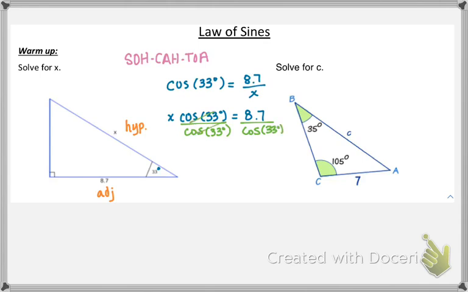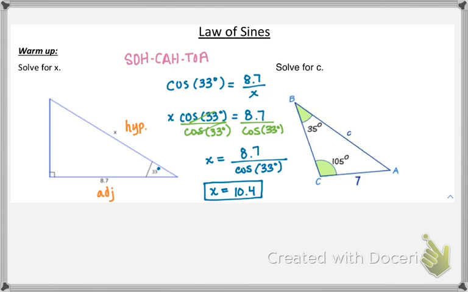So in my calculator, I'm going to type in 8.7 divided by the cosine of 33 degrees. And that should give me x as, if I round to the nearest tenth, 10.4. Okay. And so we know that we can use SOHCAHTOA to help us find a missing side of a right triangle or a missing angle. But what if we don't have a right triangle?